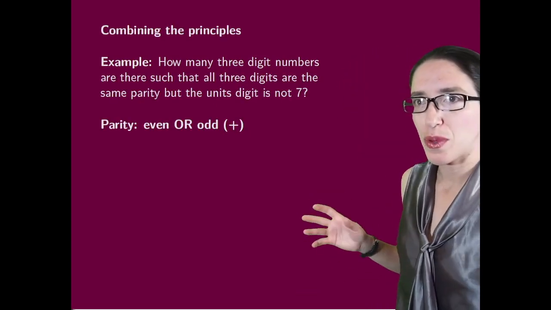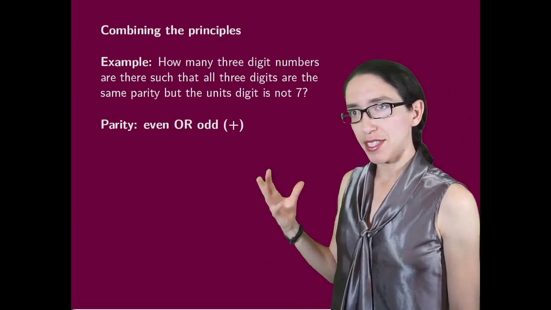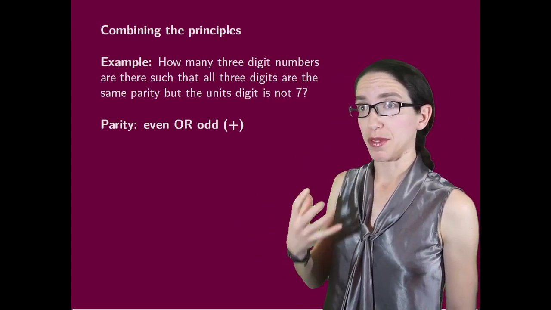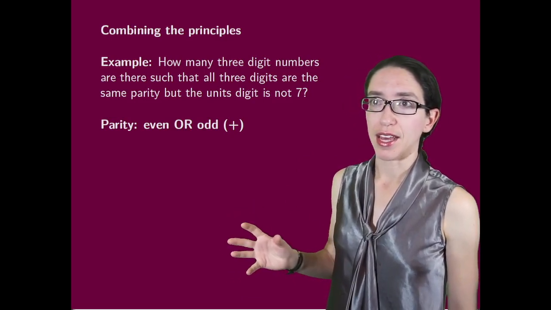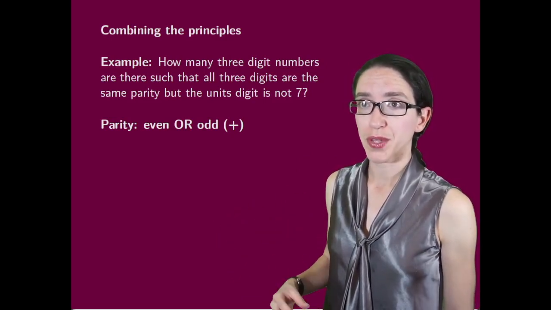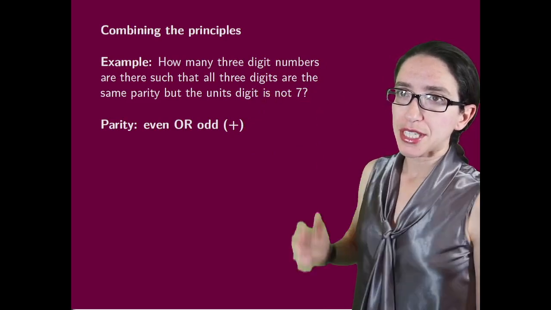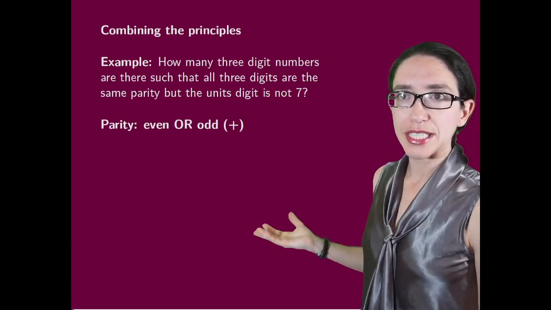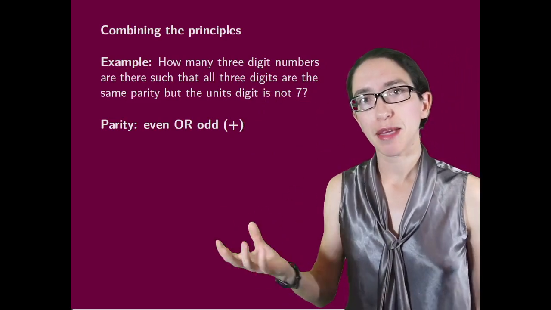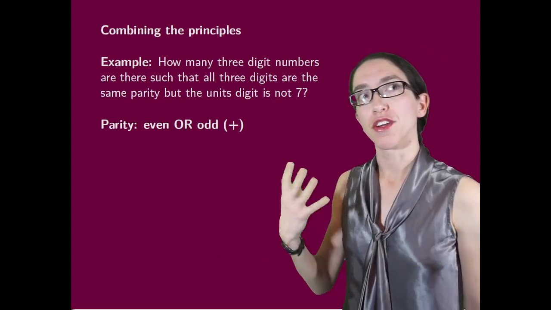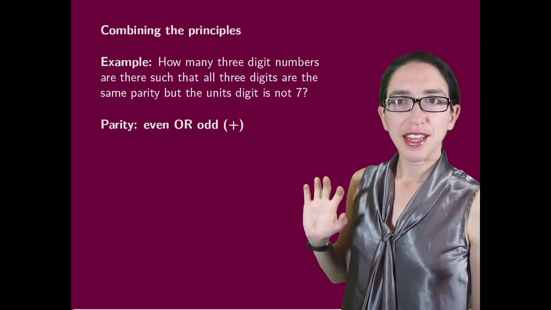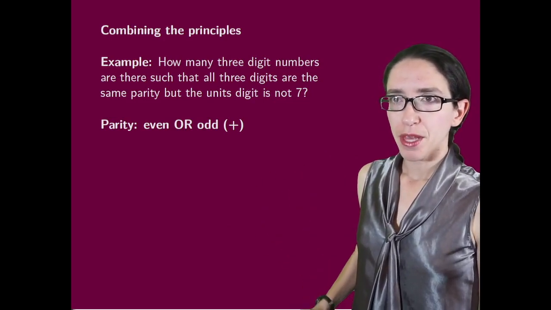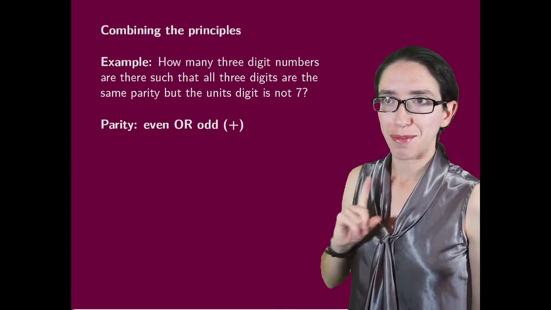Now let's think about how we can combine the principles, and this is important for when you're just faced with a problem and you just want to count something. You might have to use different principles together and combine them all to solve the problem. Here's an example. How many 3-digit numbers are there such that all 3 digits are the same parity? Parity means even or oddness, so either they're all even or they're all odd is what this problem means. And so say they all have to be the same parity, but the units digit cannot be 7.